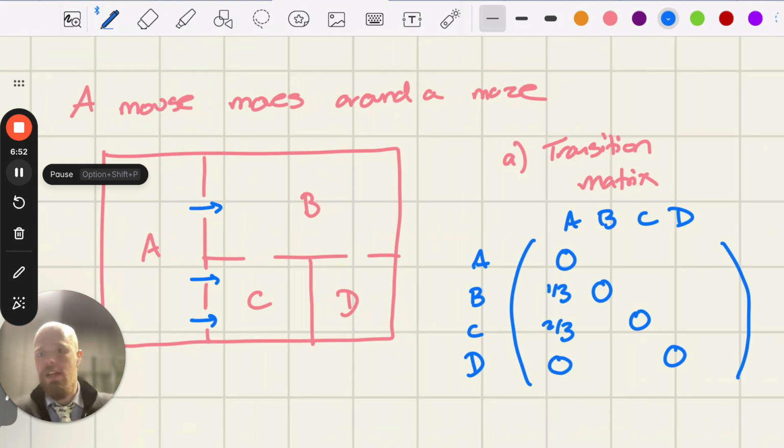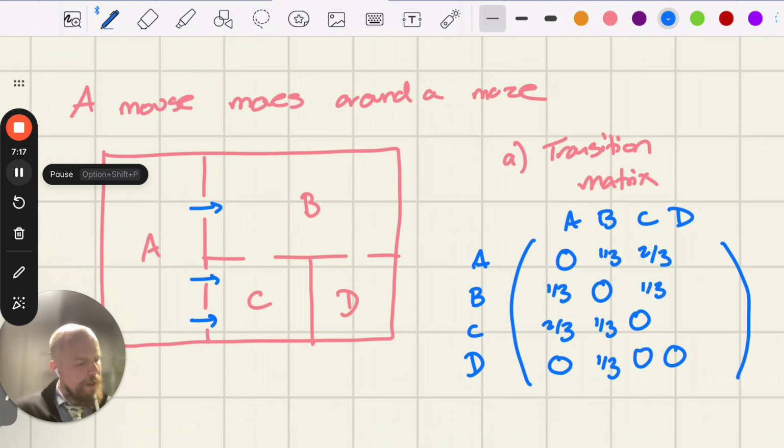Similarly, if we start in B, he can go to A, C, or D with equal probabilities. There's 1/3, 1/3, and 1/3. If he's in C, he can go to A with 2 doors. He can go to B with 1 door, but he can't go to D. So therefore, it's 2/3 to A, 1/3 to B, and no going to D. If he's in D, he can only go to B. So therefore, it's 0, 1, 0. We note that the columns sum to 1.